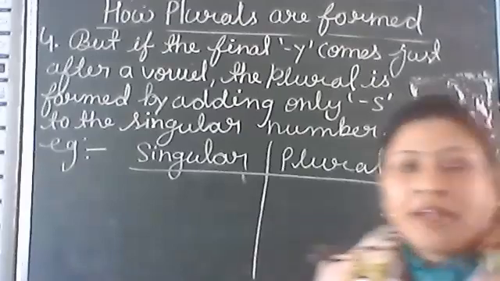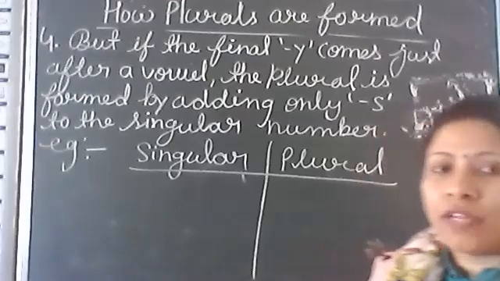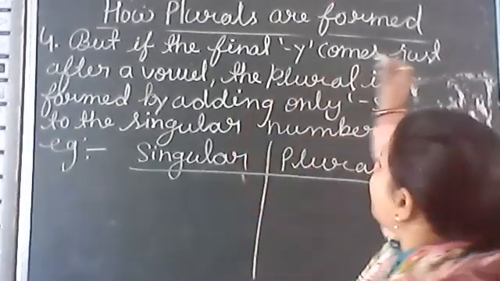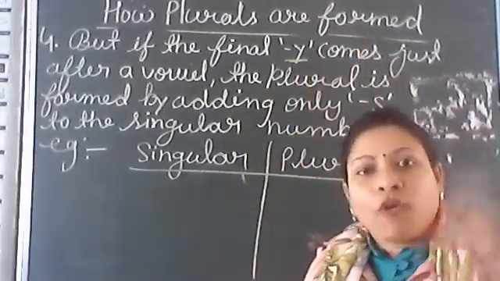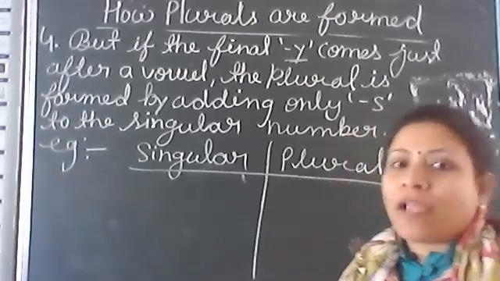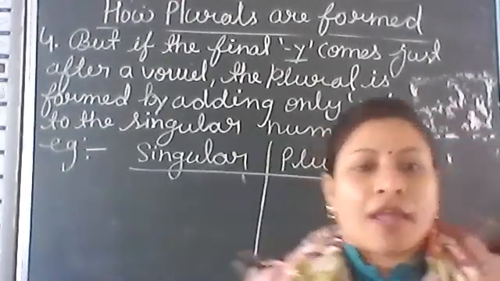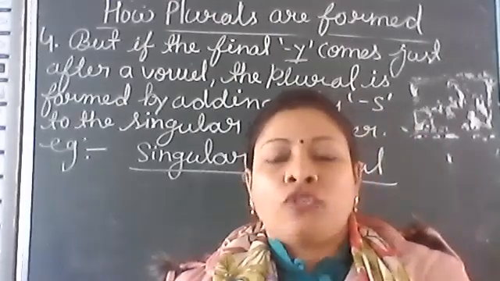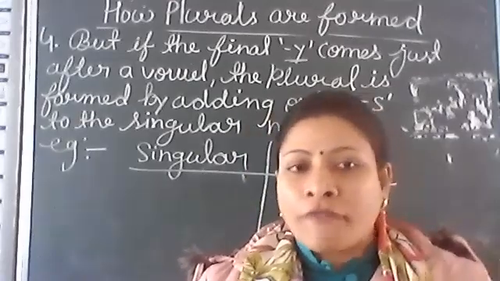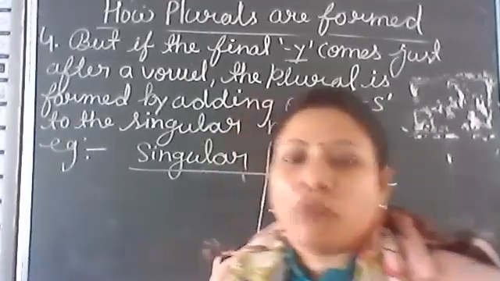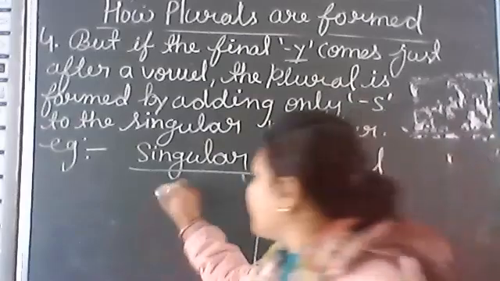Now come to the fourth point, that is, but if the final y comes just after a vowel, when some noun ends with y and has a vowel before y, the plural is formed by adding only s. When we have a consonant before y, we add ies to form plural. But when we have a vowel before y, we make it plural by adding only s. Okay, we have example day.